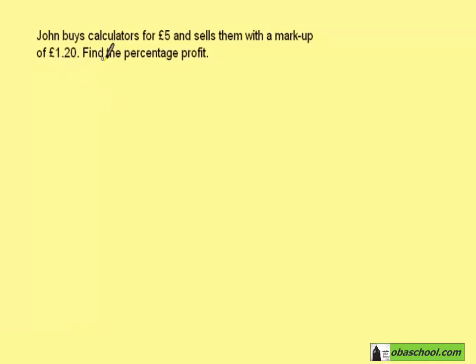John buys calculators for £5 and sells them with a markup of £1.20. We want to find the percentage profit. The markup of £1.20 means that he sells the calculators for £6.20, and this is how he makes his profit. He sells them for a higher price than he buys them for. The £5 that he buys them for is known as the buy-in price.